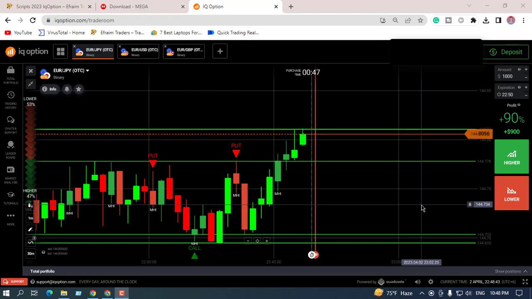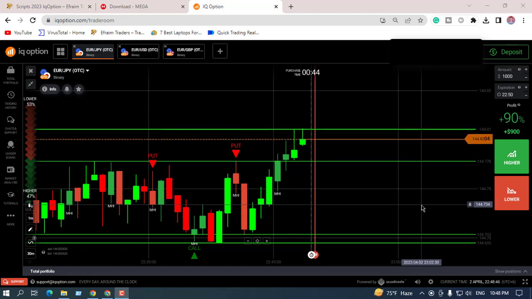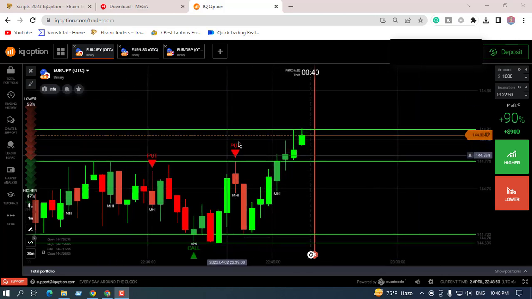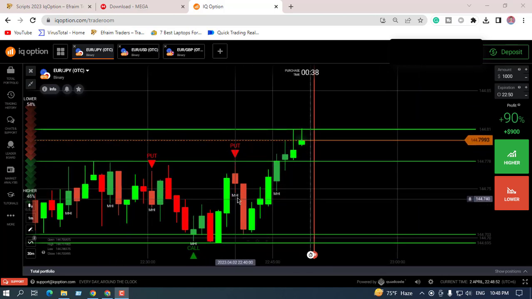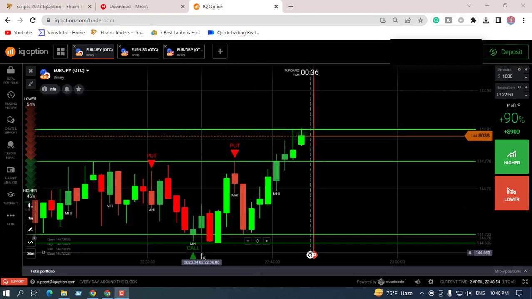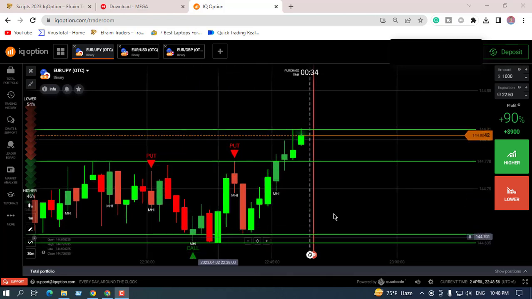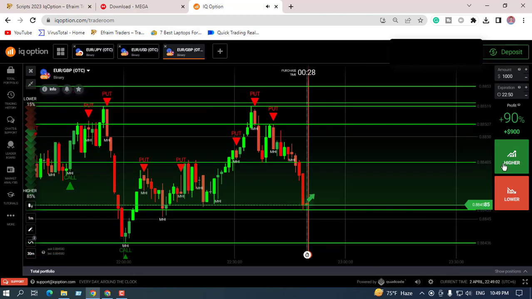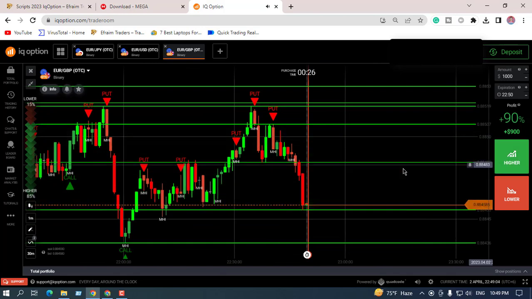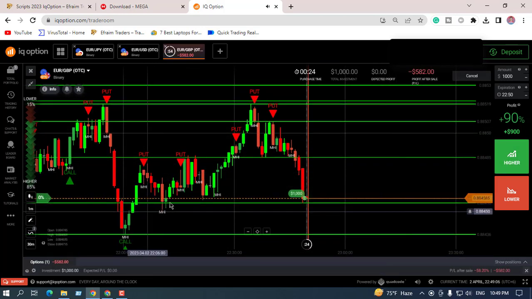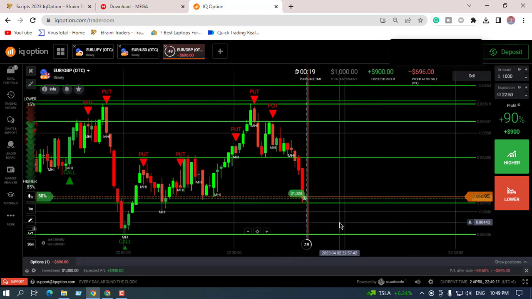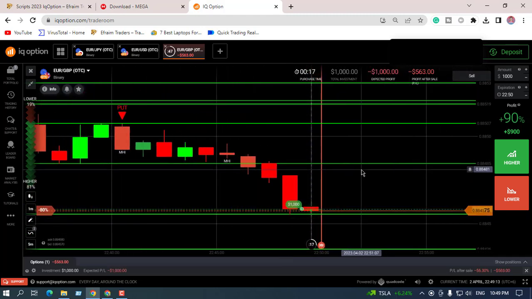Okay, so let's start trading with the script and indicator. As you can see, here is a script signal to buy put, and you can trade on down. When the script signals buy call, you can trade on the higher option. Okay, let's see. First of all, I analyze the market, then I have placed an up trade because here is a strong support level. Let's see the result.